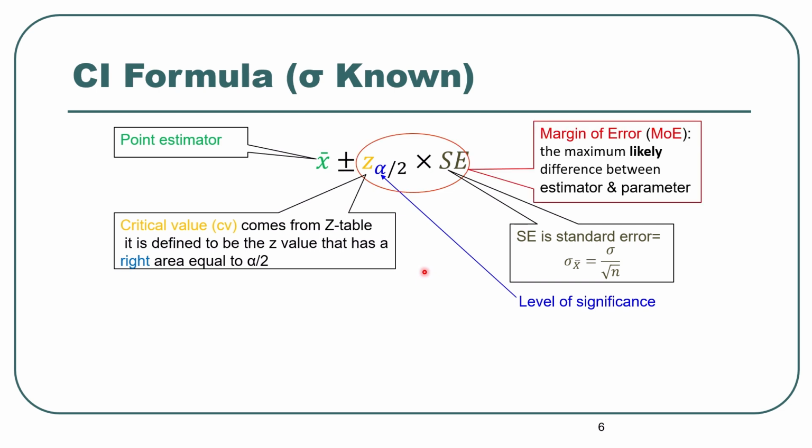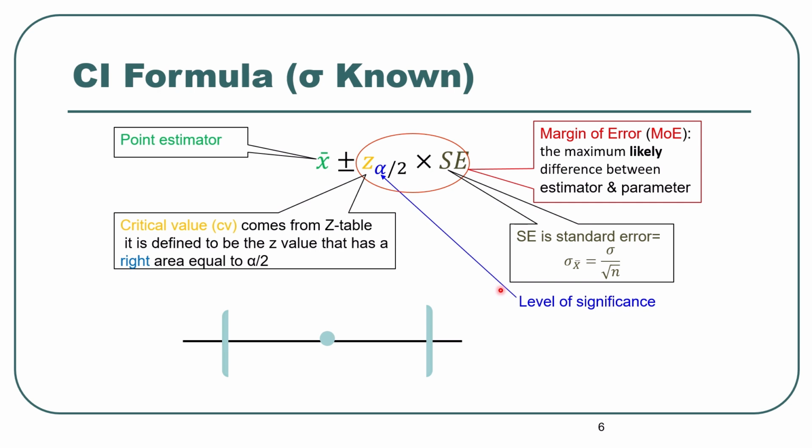The multiplication of these two numbers, the critical value and the standard error, is what we call the margin of error, MOE. This provides the maximum likely difference between the estimator, which is X bar, and the parameter it is estimating, which is mu. This is the margin of error that we can estimate our parameter with, admitting we have this E as a price. Sometimes we call it E rather than MOE.